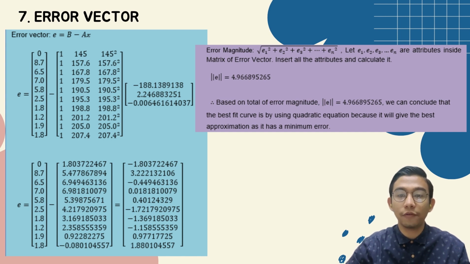magnitude, or the size of the error vector. The formula is the square root of the sum of the squares of all the error vector values. So we calculate it, and we got the value 4.966895265. Based on the total error magnitude, we conclude that the best fit curve is the quadratic equation because it gives the best approximation as it has a minimum error.